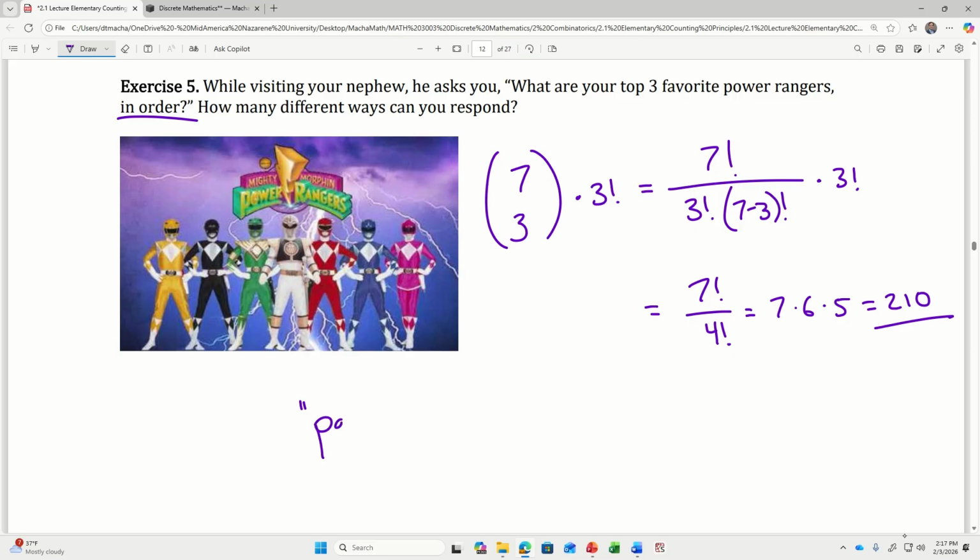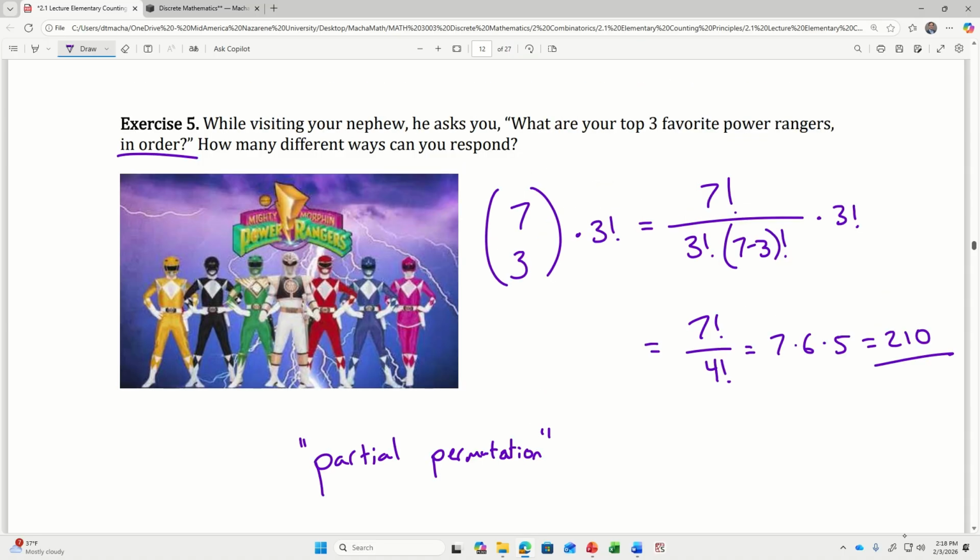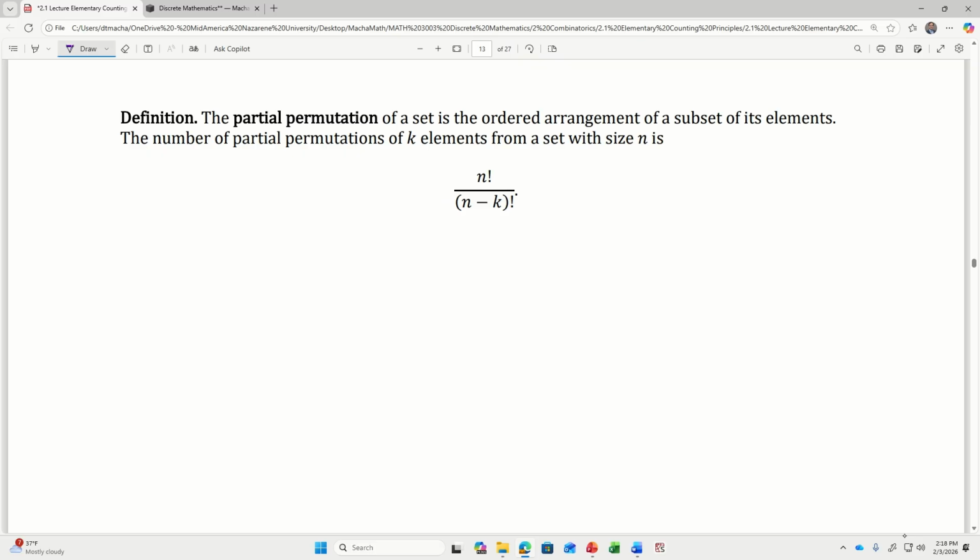This is called a partial permutation, because I'm only permuting part of the set. And I calculate this by first doing the combination problem, 7 choose 3, and then multiplying by the number of ways I can permute 3. You also notice that whenever I took n factorial divided by k factorial divided by n minus k factorial times k factorial, the k factorial is canceled. And so the formula for partial permutation simplifies to just that. That's my partial permutation.